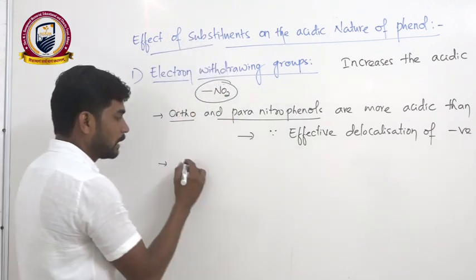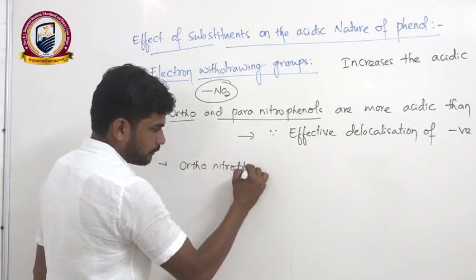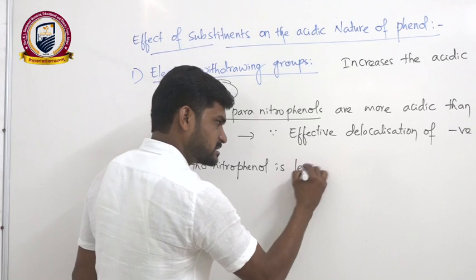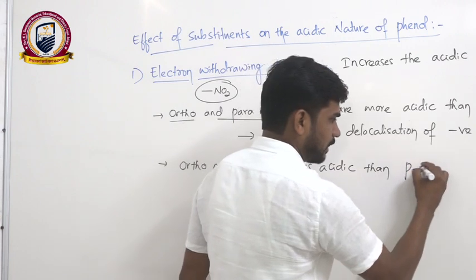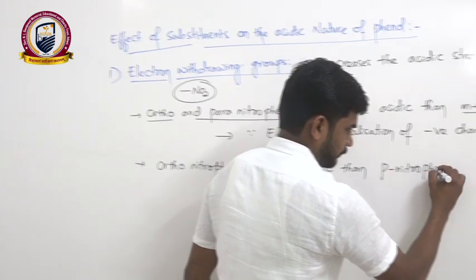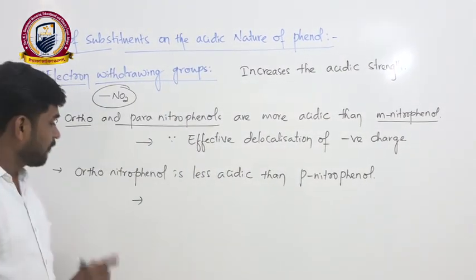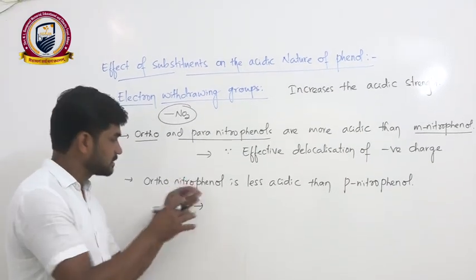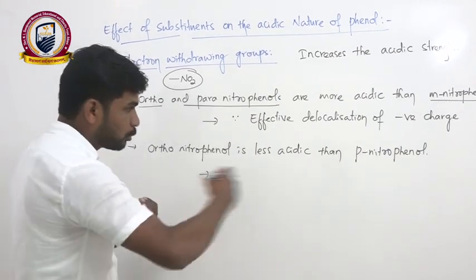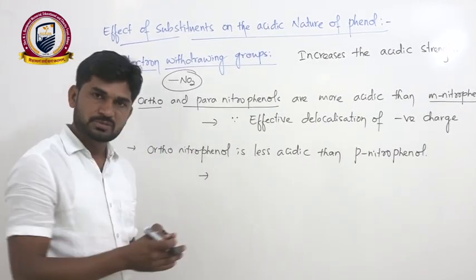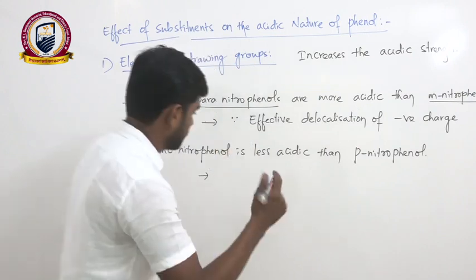So here, among these two, ortho nitrophenol is less acidic than para nitrophenol. This is just because ortho nitrophenol is capable of forming intramolecular hydrogen bonding within itself. If it forms hydrogen bonding within itself, there is no chance of removal of the H plus ion. If there is no chance of removal of the H plus ion, therefore it automatically becomes less acidic than para nitrophenol, which I can show you.